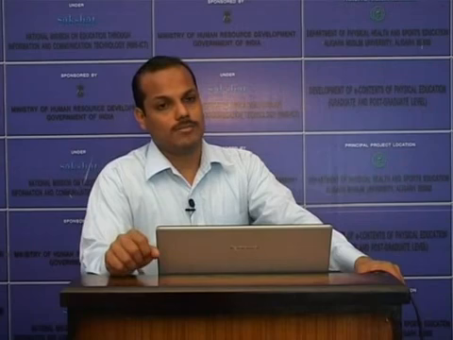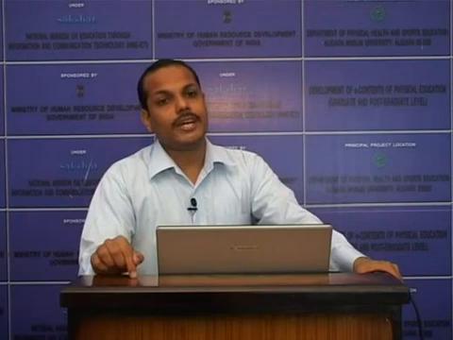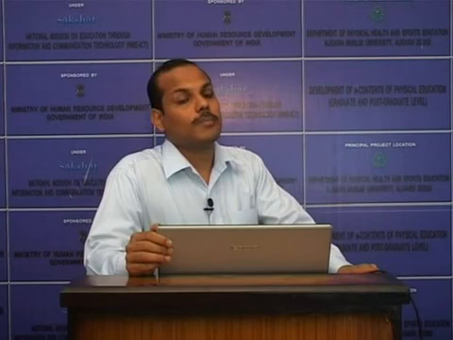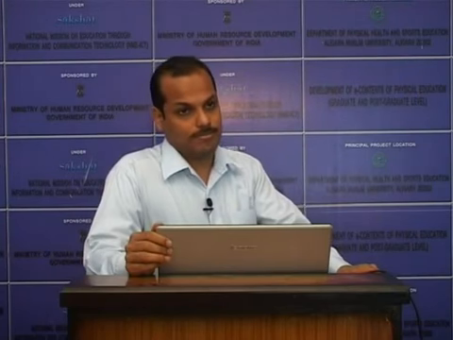Stroke volume is the volume of blood ejected per beat. That is, end diastolic volume minus end systolic volume is known as stroke volume. So there is end diastolic volume, there is end systolic volume, and the difference between them is known as the stroke volume. Then there is ejection fraction. It is the percentage of end diastolic volume represented by stroke volume.